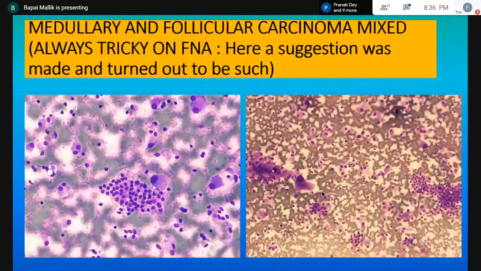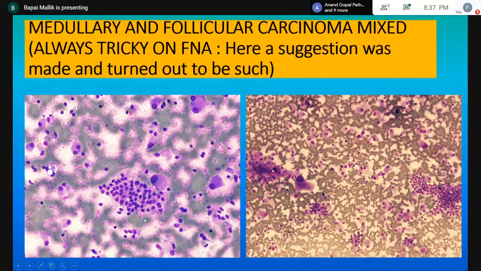So this is a pretty interesting entity. Medullary thyroid carcinoma and follicular carcinoma mixed. So very few tumors can have both of them mixed, right? But can you diagnose it on FNAC? Not easily. It's difficult. Now here you have got these cells. These are cells of medullary cancer. But then you have these kind of aggregates of cells coming. They're not exactly microfollicles. Maybe something over here.